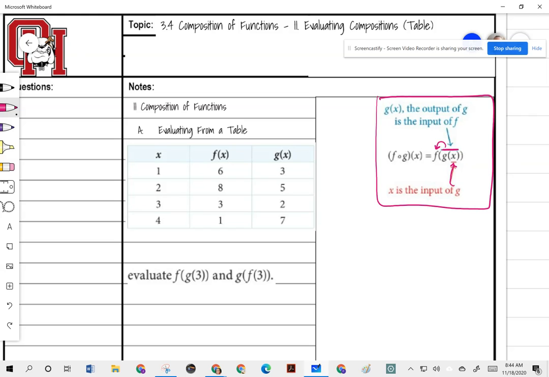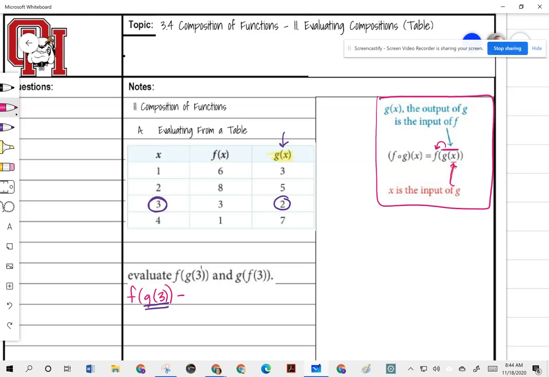So let's take a look at evaluating f of g of 3. When you first start to evaluate, you always want to make sure that you focus on the inner function first. So let's take a look at our table. The x is the input, so I'm looking at 3, so I'm circling that. And I said g of 3, so this is the function g of x right here. So then that means that my output is going to be 2.